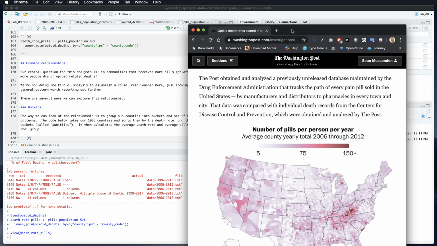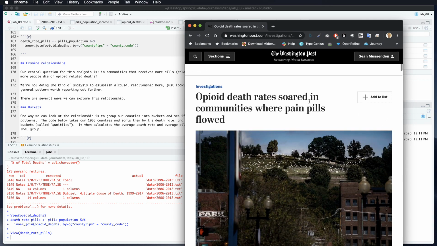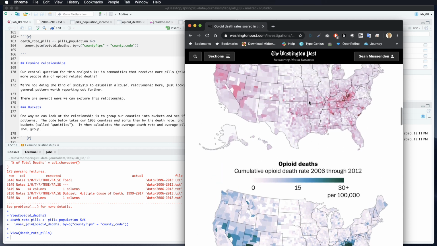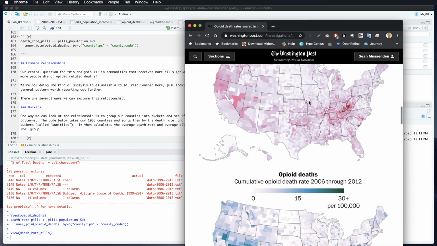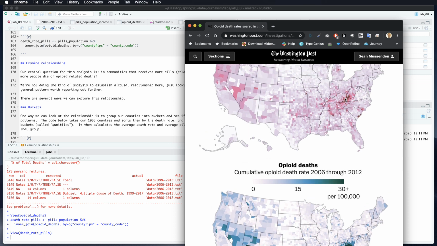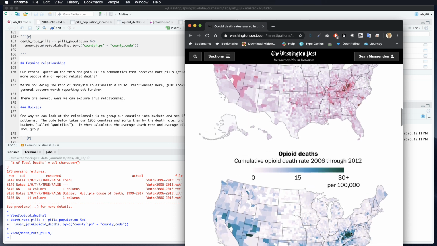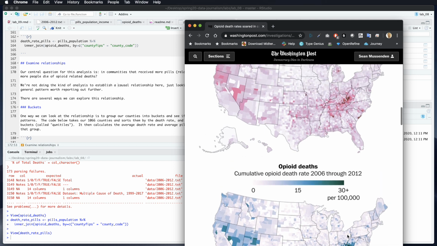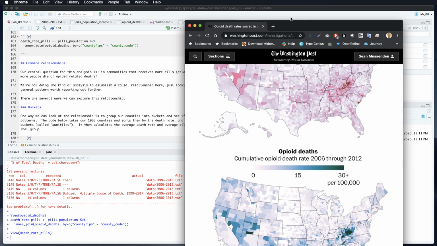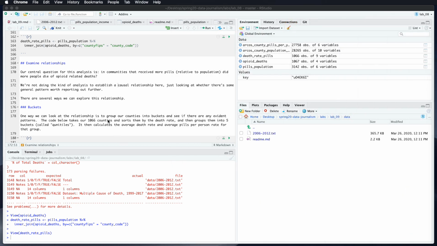And certainly the Post, in this piece, was able to show that it was many of the same places where the opioid death rates were highest that also got the same number of pills. We see that in West Virginia. We see that in parts of Oklahoma. We see that in parts of Nevada. There are exceptions, but we saw this over and over again. It's a really powerful way of showing the potential harm here.